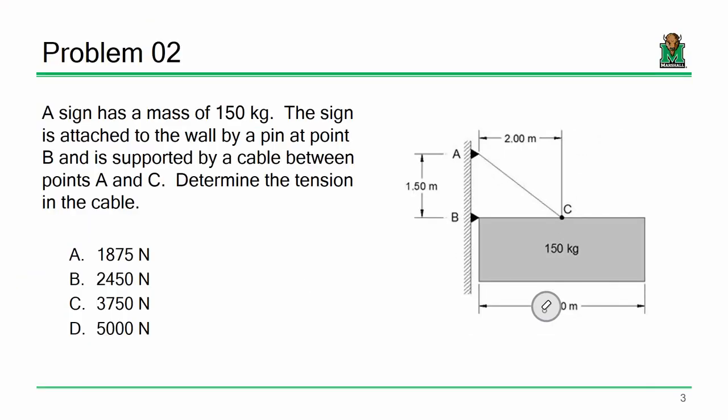Now let's add a little bit of dimension to this. So now we've got a little bit more going on. We've got the x direction and we've got the y direction. We've added some scale to this. So let's take this step by step. Okay. So we have a sign that's got a mass of 150 kilograms. That's actually kind of a heavy sign. The sign is attached to a wall by a pin right here and a cable right here. Okay? So what I want to know is what's the tension in the cable.